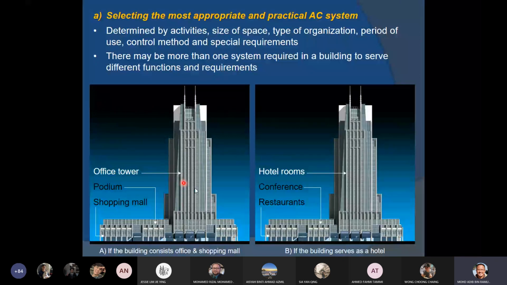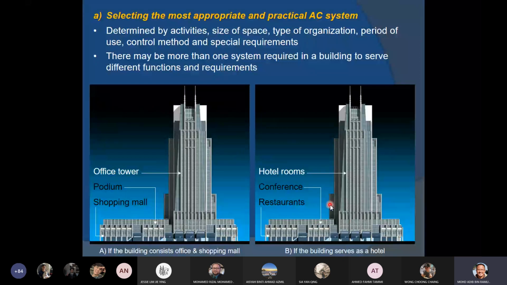Okay. So what I'm trying to show here is basically, even though the building looks the same, but just imagine that if the functions of the building is different. So the first one is, if let's say the building consists of office and shopping mall, so basically the tower consists of the office tower, and then the podium part consists of the shopping mall, right? So for office tower, you might want to use, of course, in both building, you're going to use the plant system, but you need to decide where to put the refrigeration plant. Is it in the basement or is it here?